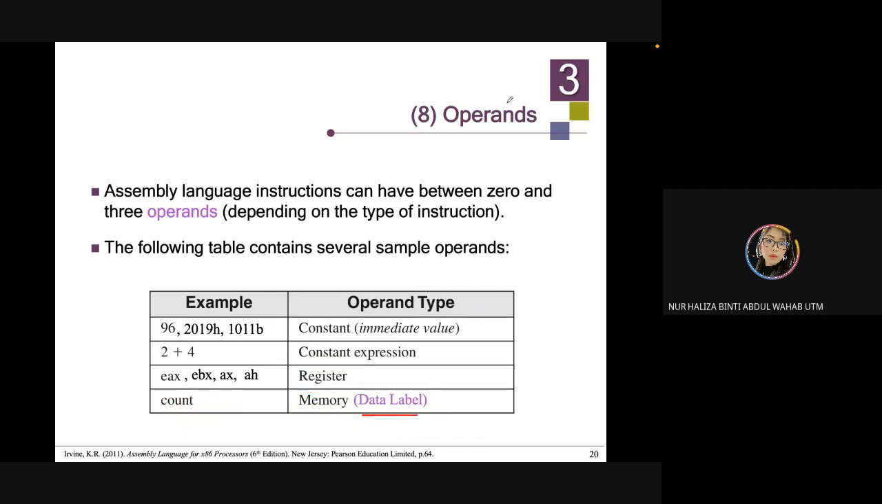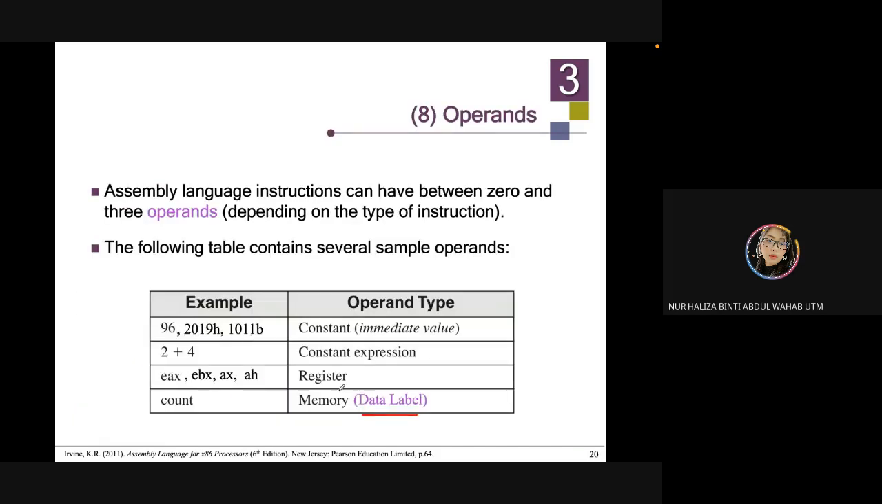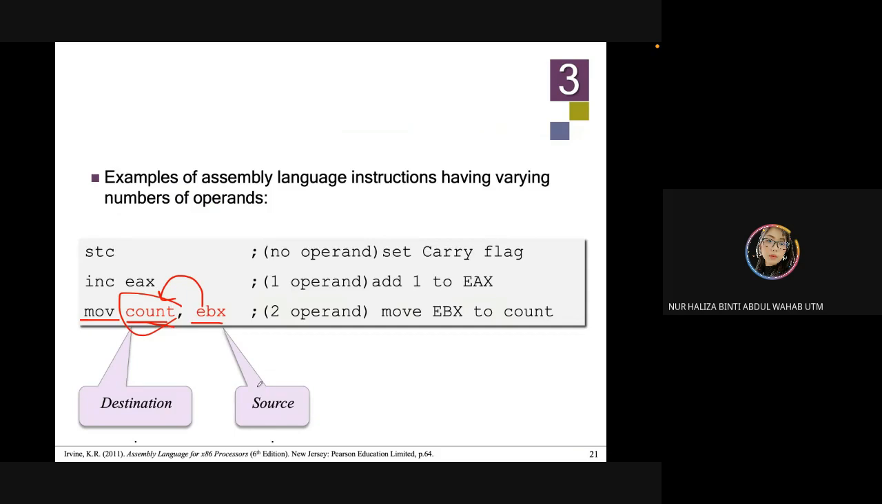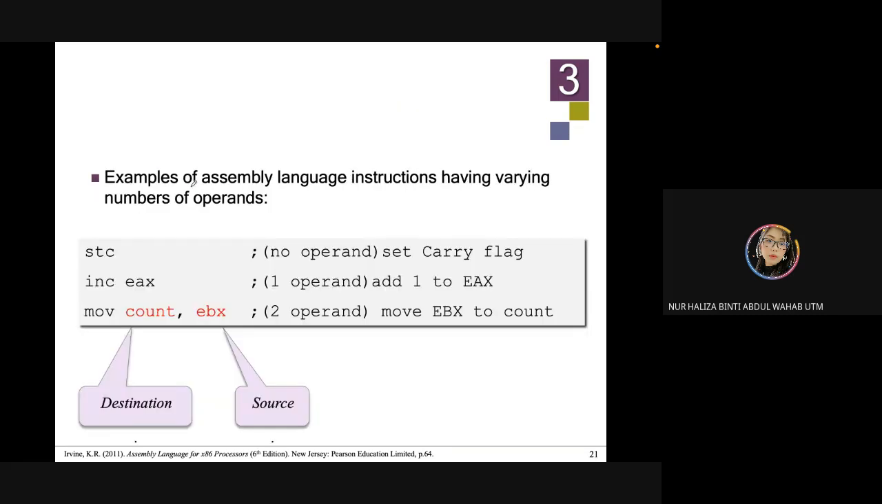Then you have one operand. EBX is your register. So you have here two operands. One operand, two operands. Two operands, which is you're going to move your EBX to count. So that is an example you can write in terms of your instruction.